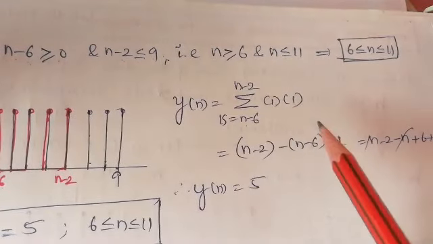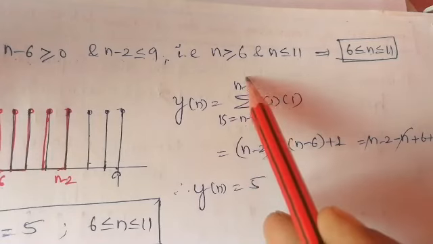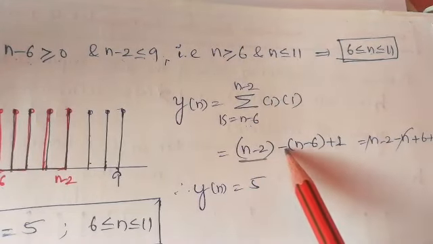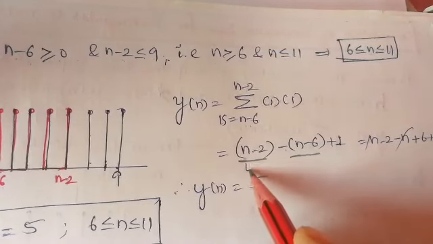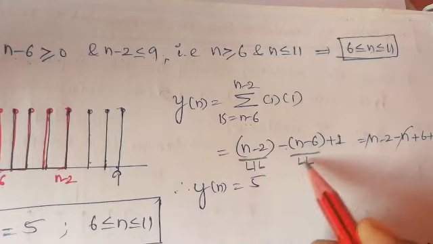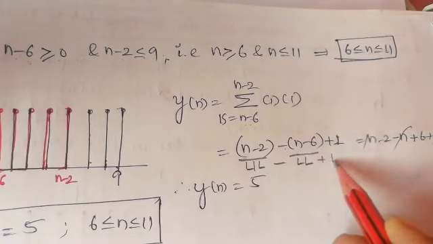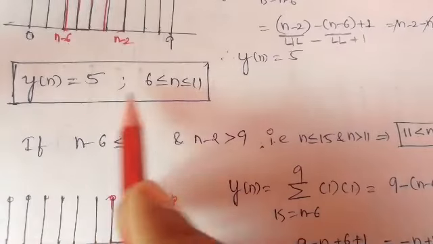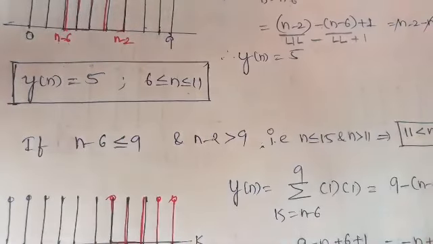Both are 1. As I told in the previous case, upper limit minus lower limit plus 1. Upper limit is n minus 2, minus the lower limit n minus 6, plus 1. After simplifying, we are getting 5. So y of n equal to 5 for the range 6 to 11.